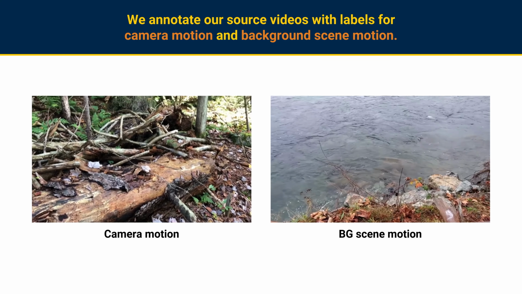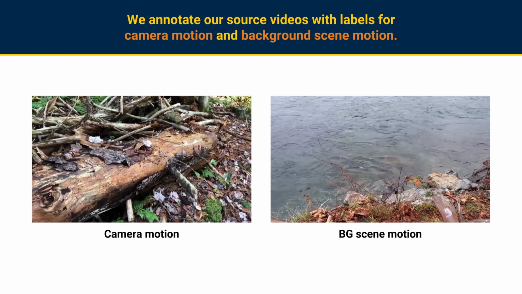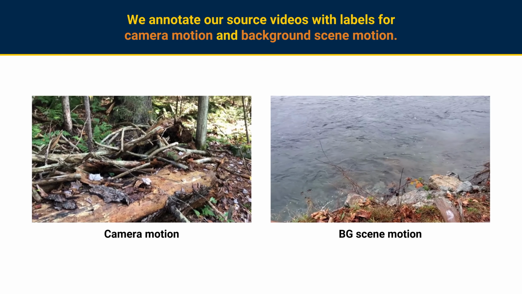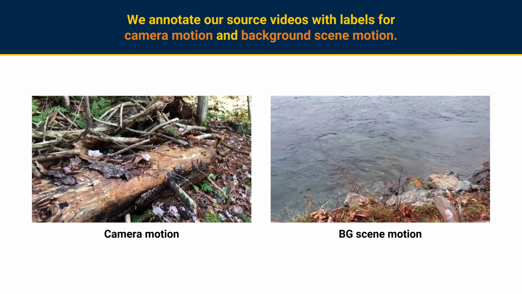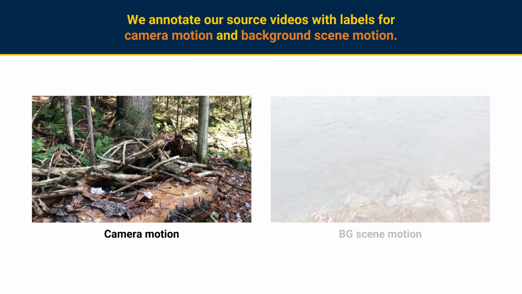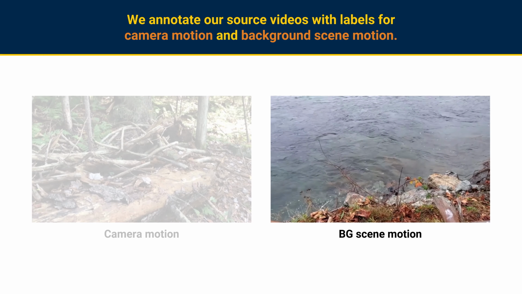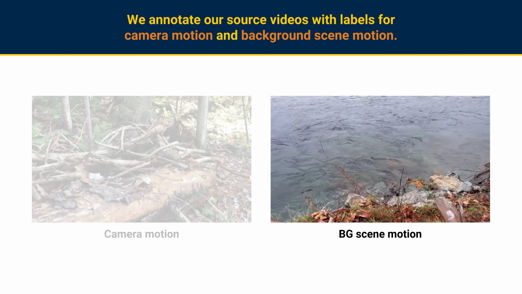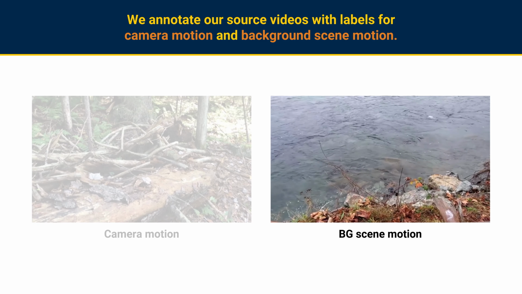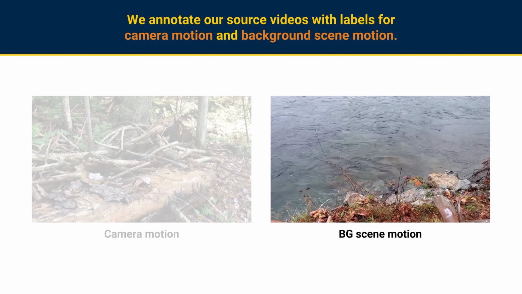After collecting our videos, we annotated them with labels that indicate how much camera and background scene motion is in the video so that we can control for them during evaluation. Camera motion refers to how much the camera pose changes over time, and background scene motion refers to how much the background scene itself is changing, independent of camera motion. For annotation details, please refer to our paper.